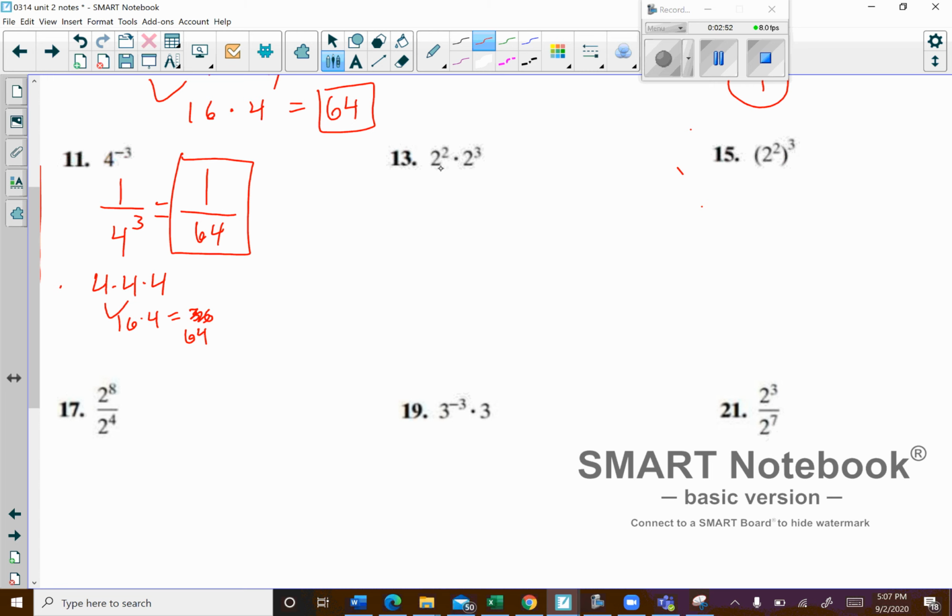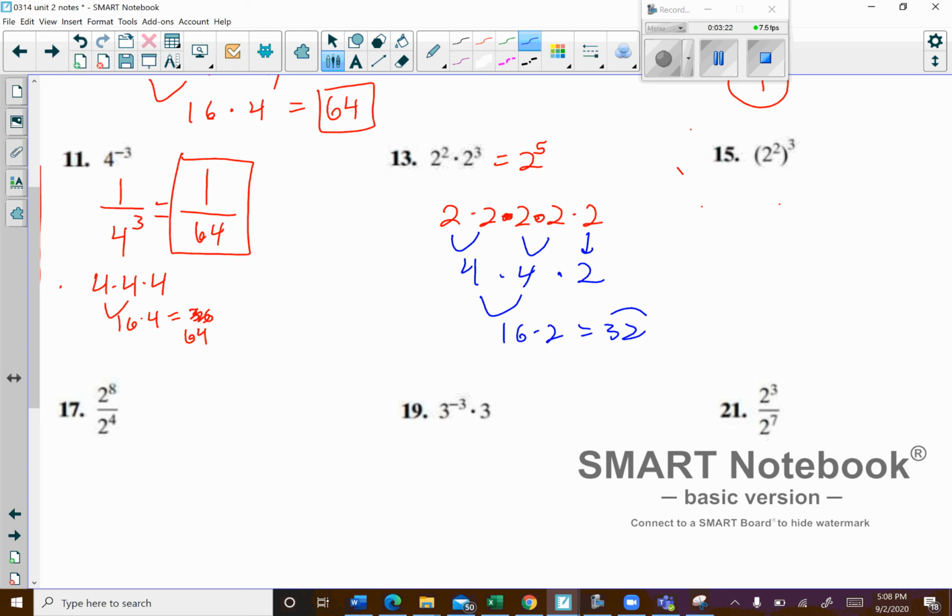Okay, on 13, let's see, 2 to the second power times 2 to the third power. So we're going to add that together to get 2 to the fifth power. Then go ahead and apply the exponent, which means 2 times 2 times 2 times 2 times 2. All right, 2 times 2 is 4. 2 times 2 is 4. Bring down that last 2. 4 times 4 is 16. 16 times 2 is 32.